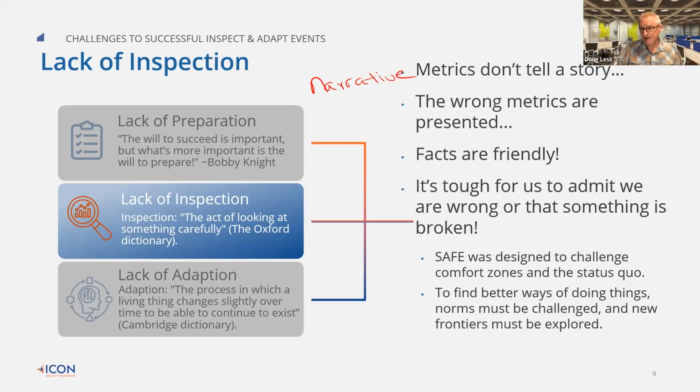Another lack of inspection problem is that the wrong metrics are presented, right? This is not the forum for team level metrics, right? We're at an ART level, we're scaling up. We are at the agile release train, the team of teams level. So we're focused on the metrics that showcase how we're doing as a team of teams. That's what we're focused on. It keeps us from wanting to compare teams, and it talks about the synergy of how everyone's working together.